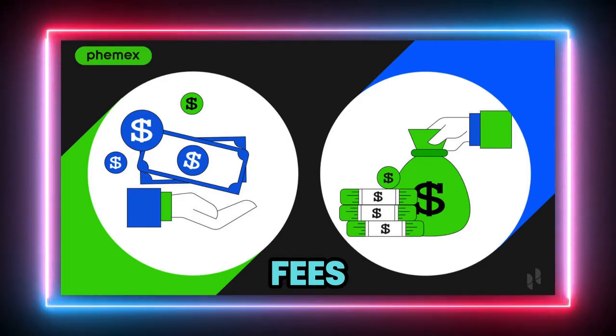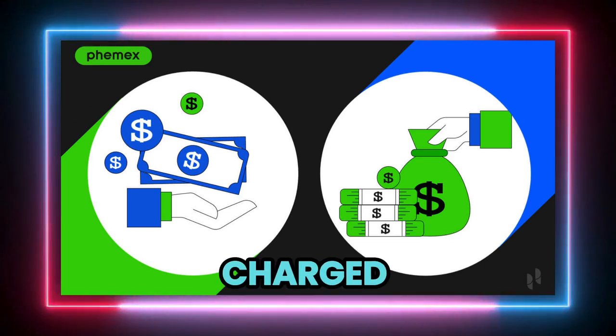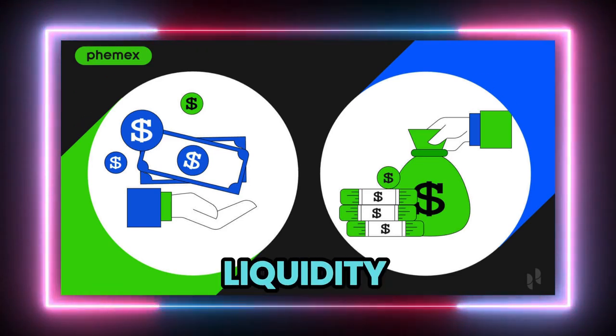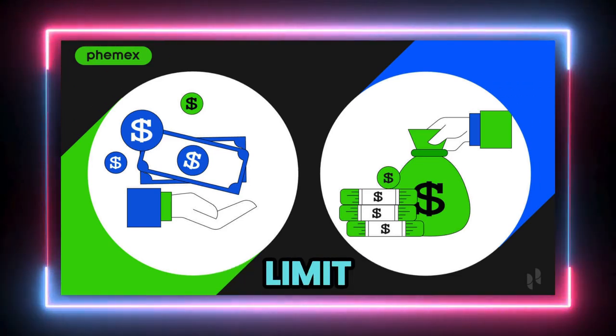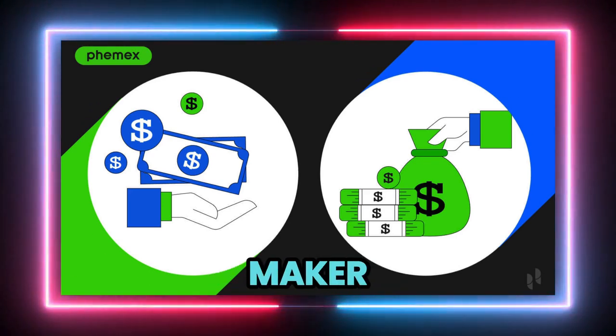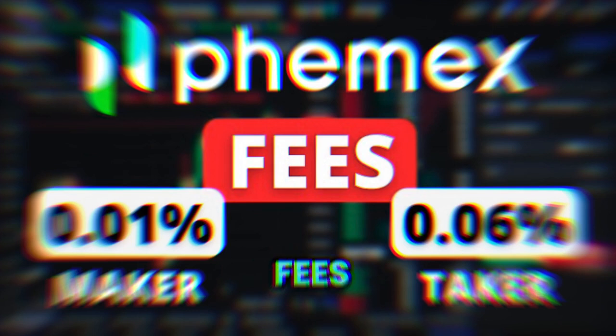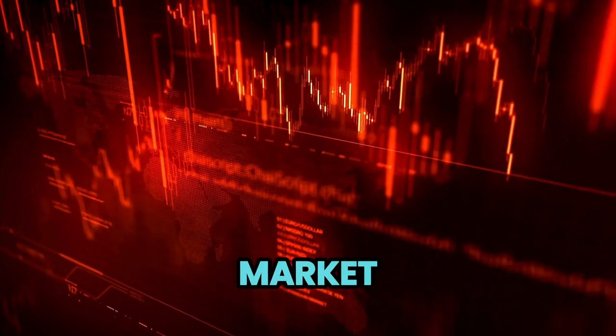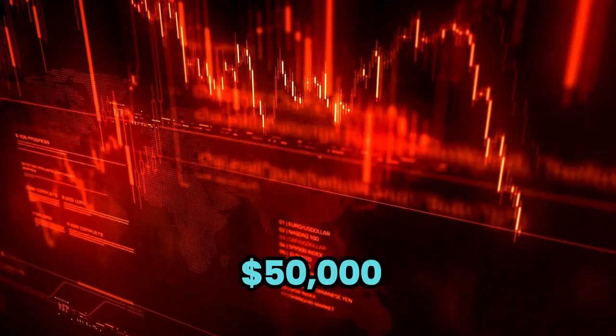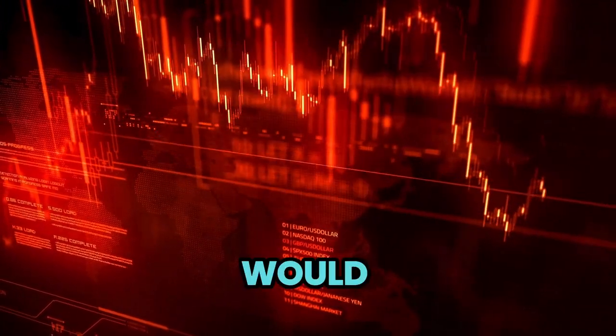1. Maker fees. These are fees charged to traders who add liquidity to the market by placing limit orders. The standard maker fee on Phemex is 0.1%. 2. Taker fees. These are fees charged to traders who remove liquidity from the market by placing market orders. The standard taker fee is also 0.1%. For example, if you place a market order to buy 1 BTC at $50,000, the taker fee would be.